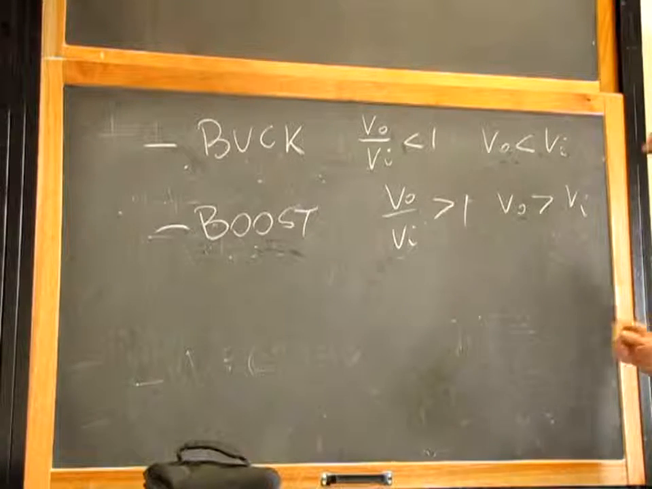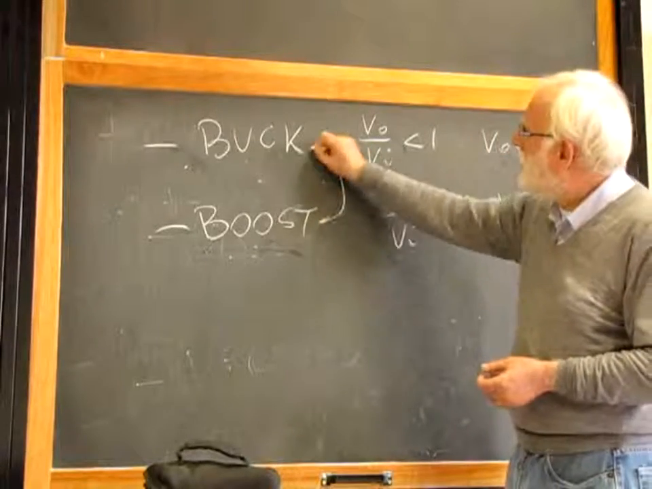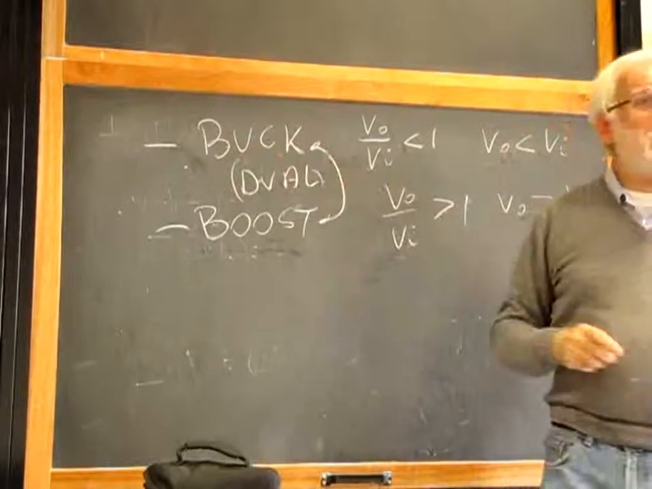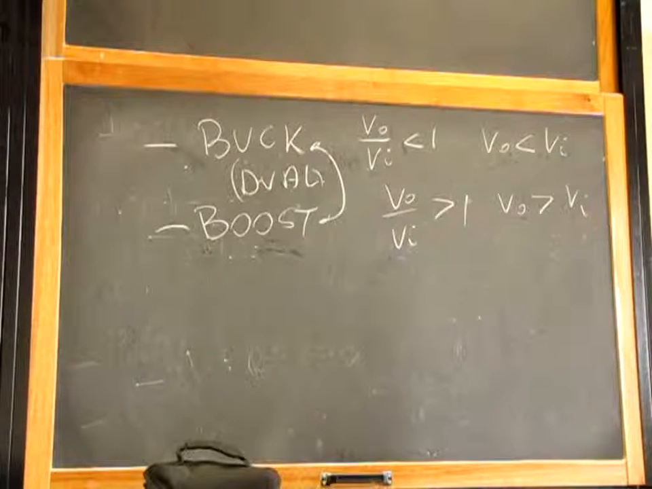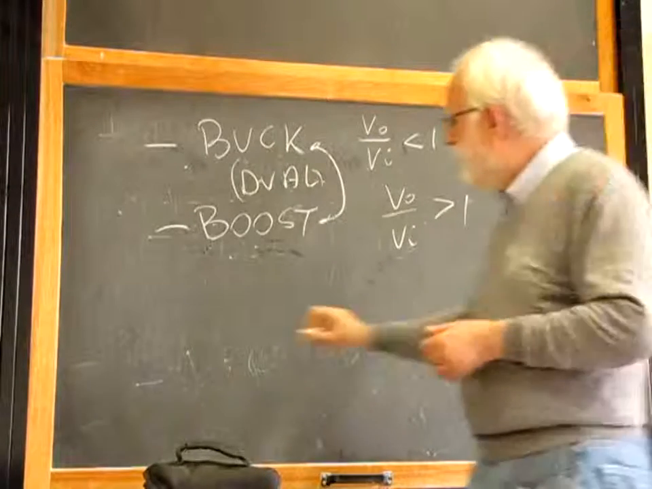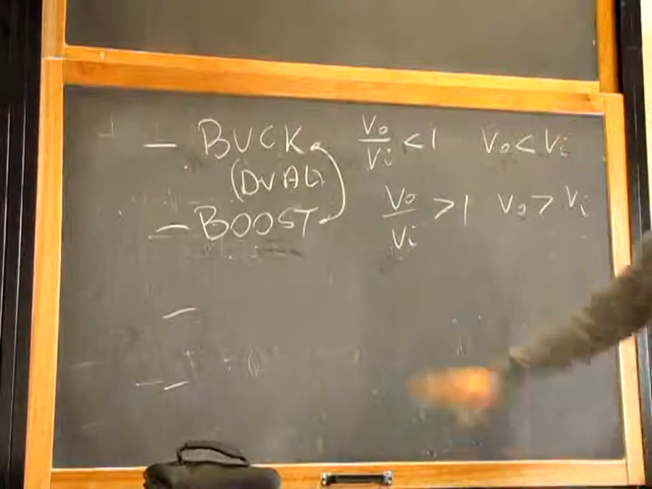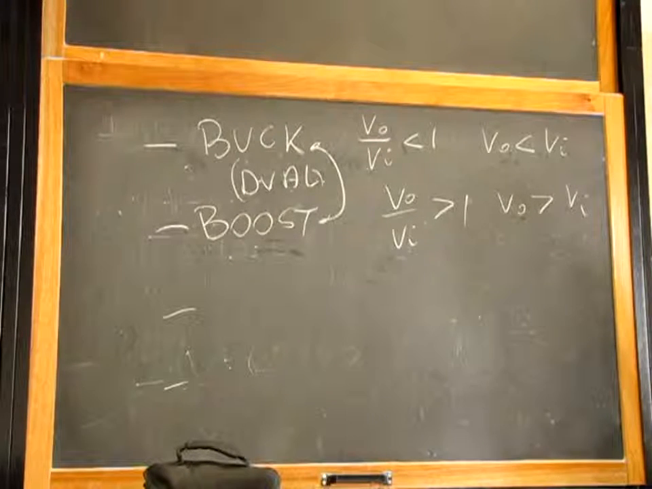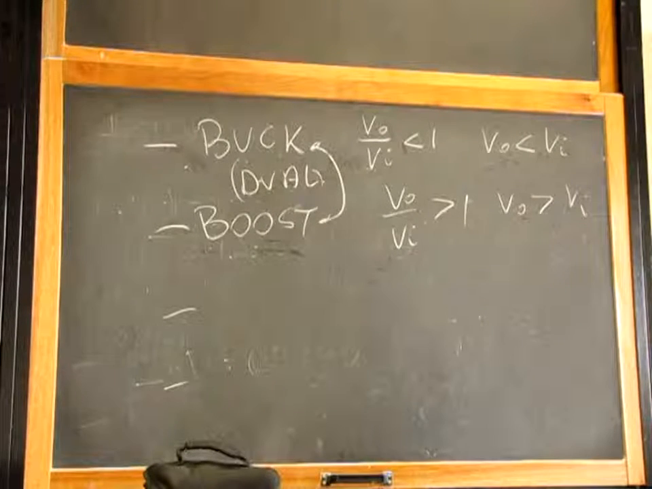These two topologies are not unrelated. One is the dual topology of the other. There is a duality of these two circuits. We will see this duality later on. Then there are two more circuits, and then the blackboard is finished. What other topology in basic DC to DC converters do we know?